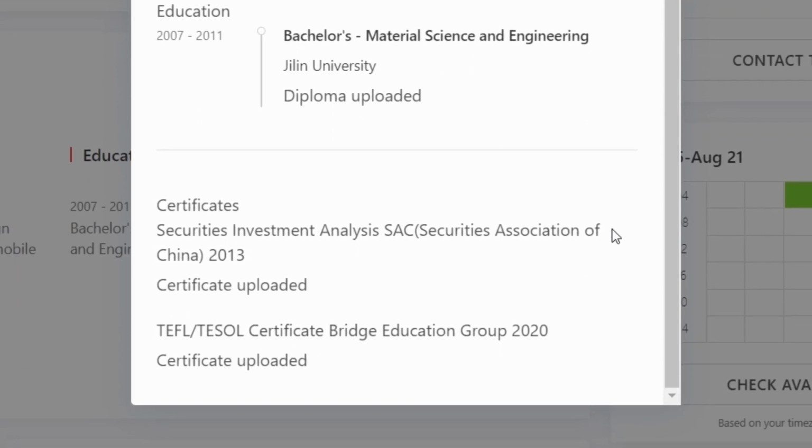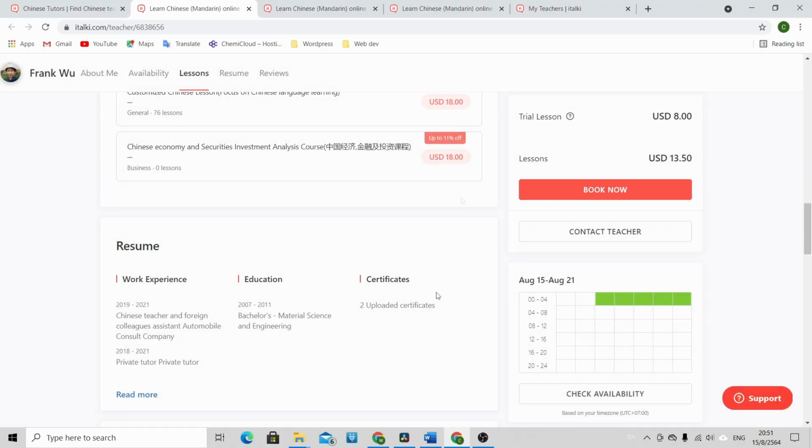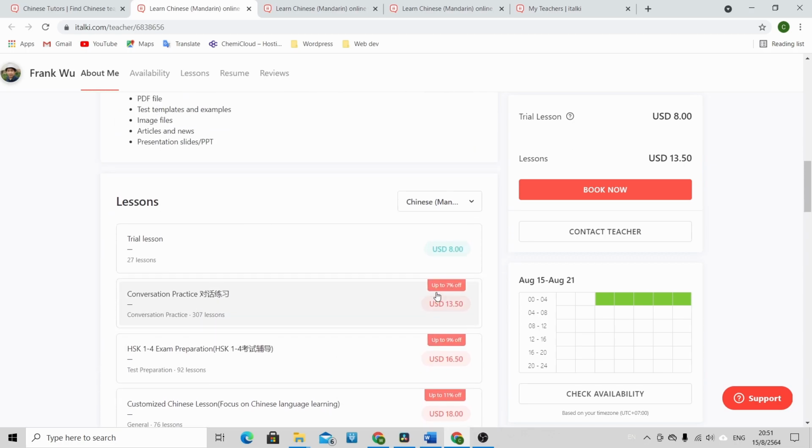In addition, he has uploaded some certificates here. So he also has TEFL and TESOL certificates, which means that his English is probably quite decent because he can also teach English. So this is an example of one teacher.